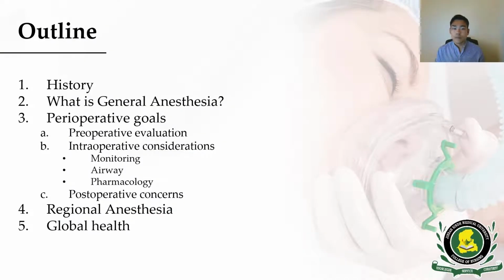So I'll start with a brief background on the history of anesthesia and how far we've come over the last century. And then after defining what anesthesia is, I'll dive into an example anesthesia case to cover perioperative goals and considerations. And this includes a review of some of the anesthesia pharmacology. Last, I'll briefly cover other important aspects of anesthesia, like regional anesthesia technique and the role of anesthesia in global health.